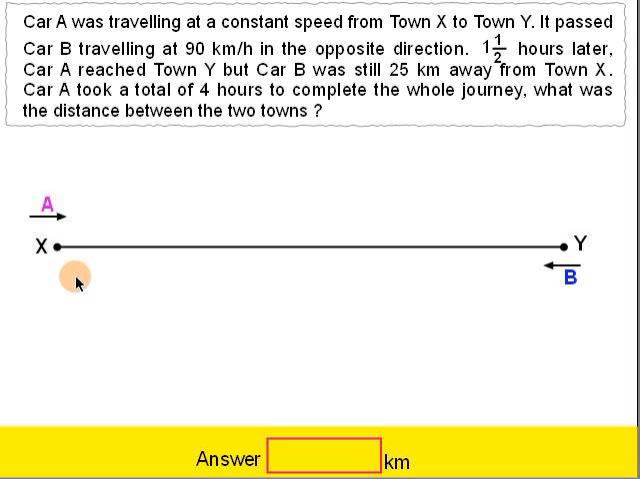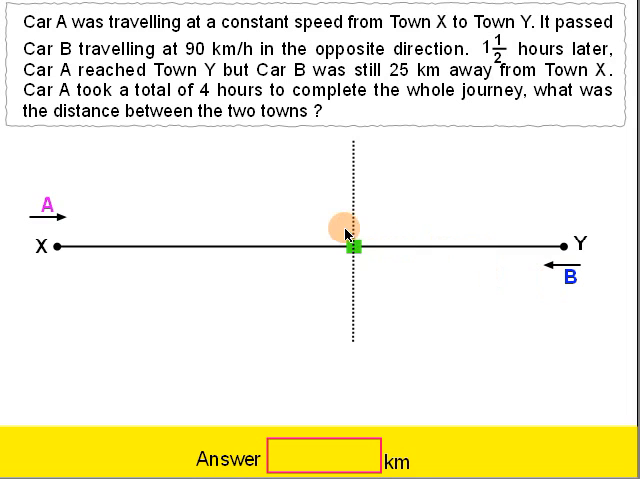And it passed car B traveling at 90 km per hour. So car B was traveling at 90 km per hour. That we know. And then 1.5 hours later, car A reached Tau Y. But car B was still 25 km away from Tau X.